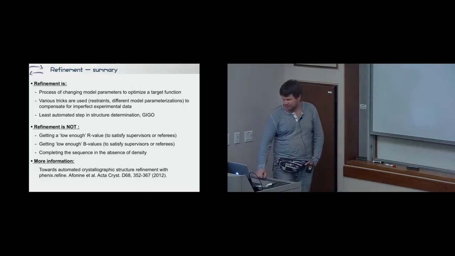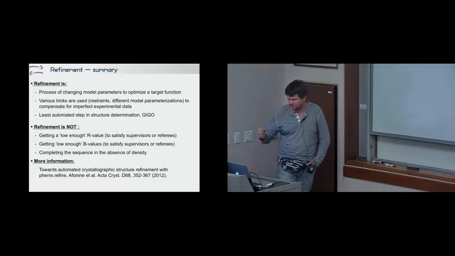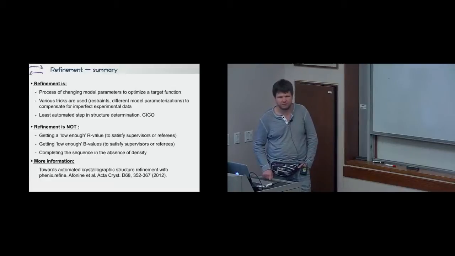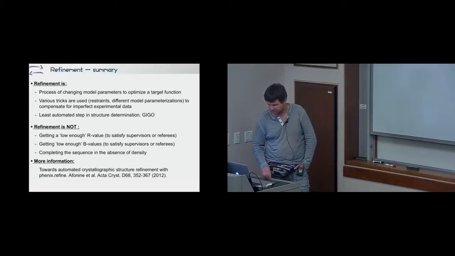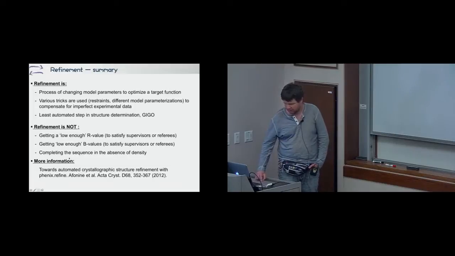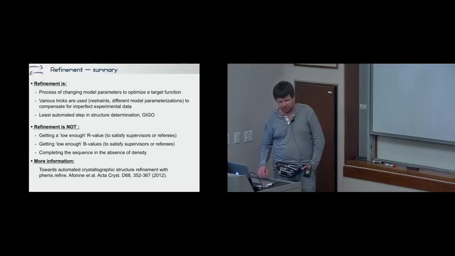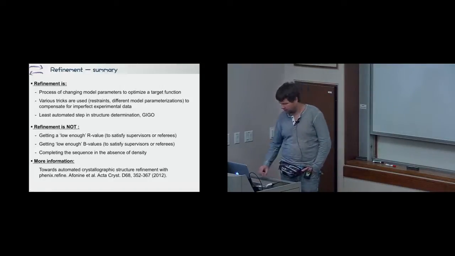Obviously, refinement is not about getting a low enough R factor to just satisfy your supervisor or referee, and the same goes for B factors. And it's not about completing density and putting something into the void just because it's in the sequence, but you don't see it in the map. Finally, the full story is described in a formal way, with equations and many words behind it, in a review paper published in 2010, where you can get all the information. It's available on the website. You can just download the PDF right now.